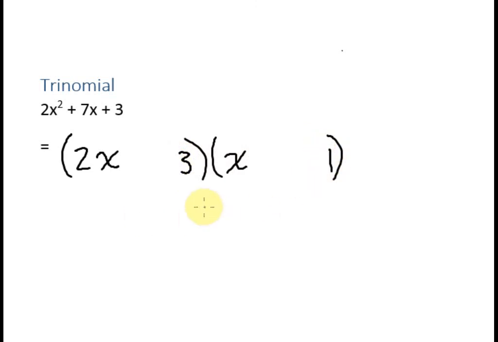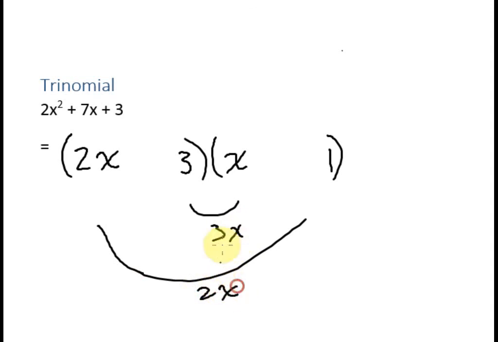So we guess and check. So this would give us 3, and the outside would give us 2. 3 and 2 make 5. We're trying to make 7. So that is not the order.